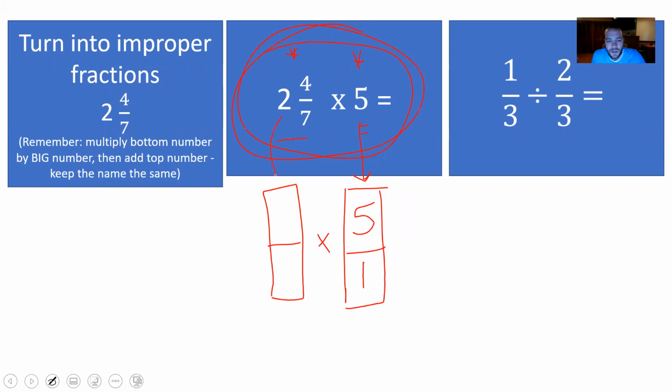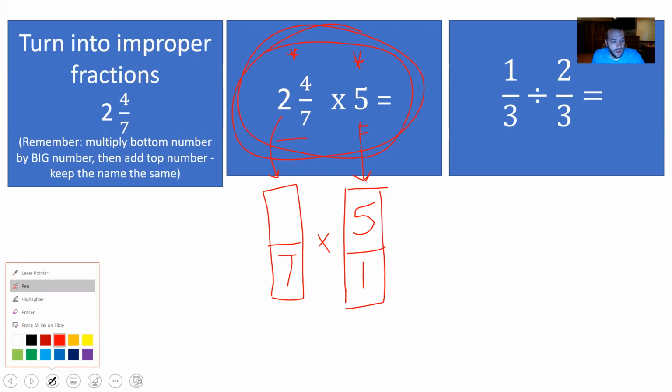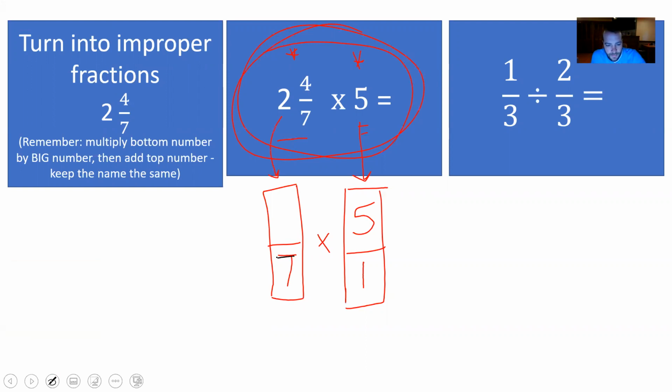This one's a little more tricky. This one, we have to actually turn into what we call an improper fraction. So we know that looks like a t. Here, I'll change the color. There, that's better. Now we know it's going to be sevenths because it already is in sevenths. We just need to take the 2 wholes and turn them into sevenths as well.